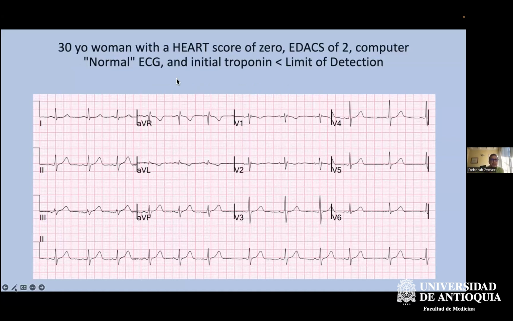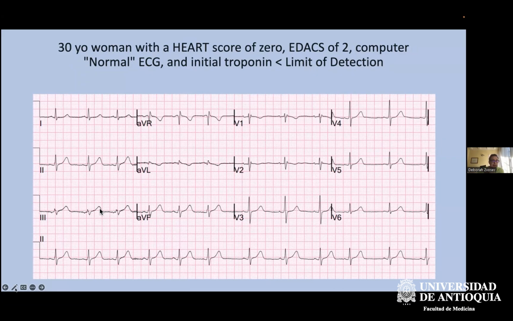So this is a 30-year-old woman with a heart score of 0. She comes in with chest pain. Her emergency department assessment of chest pain score is only 2, which is like a heart score of 0. The computer says the EKG is completely normal, and the first troponin is undetectable. This is her EKG, which the conventional algorithm said was completely normal.